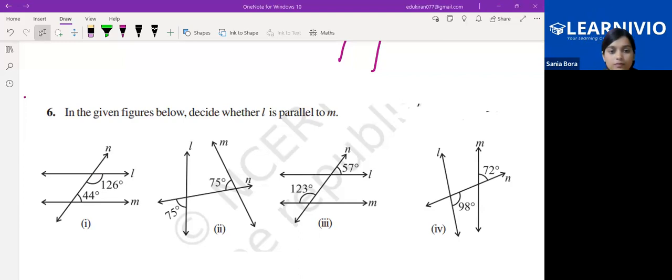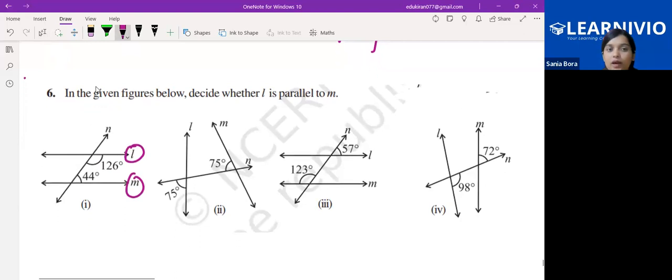Ma'am, what does L parallel to M mean? L is parallel to M. This line is parallel to M. Like, what is the concept of parallel? There are a few statements in the notes. If you don't know it, leave it. I'll just give a recap, then you'll get to know. Okay, ma'am.